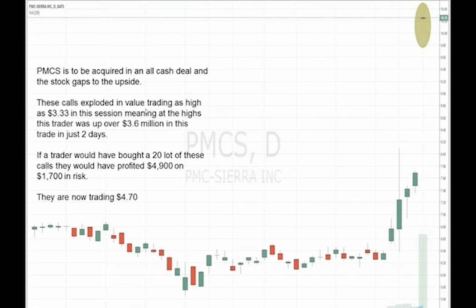Now, let me ask you guys a question. And I think I probably know what your answer is going to be already. But do you think that this trader that did this trade in PMCS, the institutional trader that came in and executed this order, got lucky or knew that something was going to happen? Is this the luckiest guy in the world or did he have some piece of insider information? What do you think?